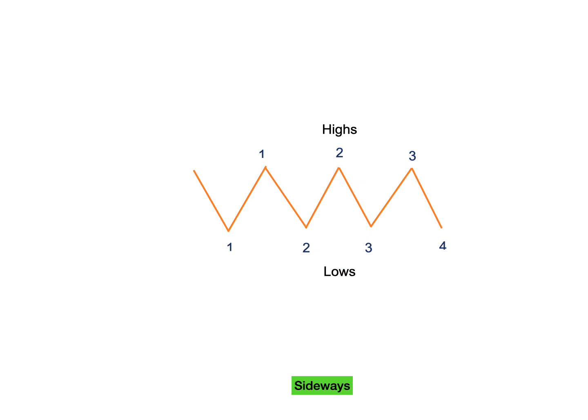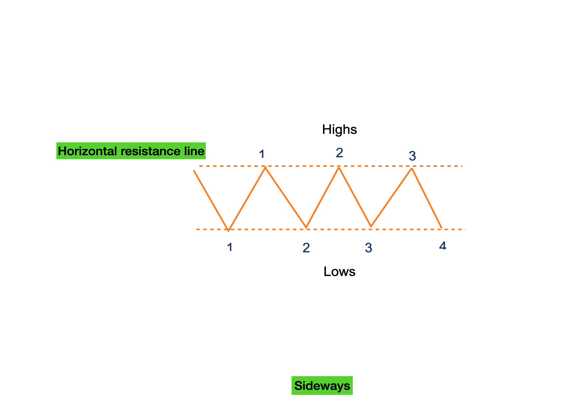In this chart, we see that the prices move towards common highs and common lows. There is an absence of trend, so this is moving sideways. A line is drawn across the highs to create the horizontal resistance line. A line is also drawn across the lows to create the horizontal support line. This is also called a trendless market.